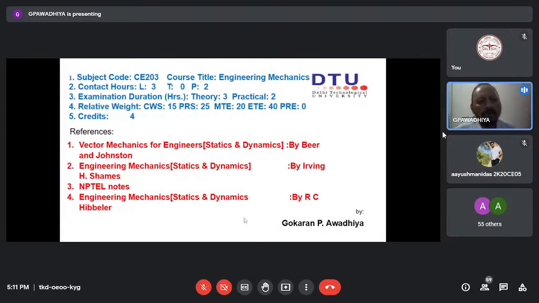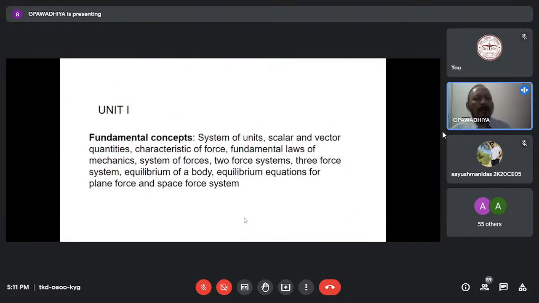Okay, so let's start this mechanics topic. In unit 1, we have to study the fundamental concepts, that is system of units, scalar and vector quantities, characteristics of force, fundamental laws of mechanics, system of forces, 2-force system, 3-force system, equilibrium of a body, equilibrium equations for plane force and space force systems. So this is what we have to study in unit 1.